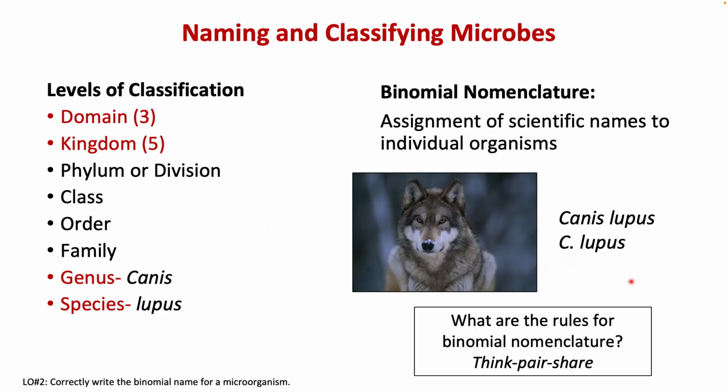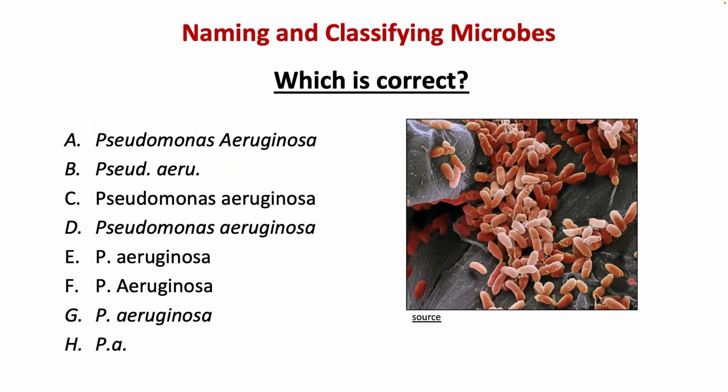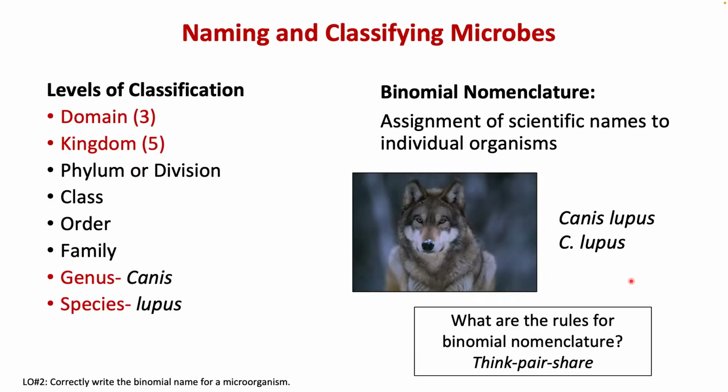So which rules for binomial nomenclature do you think are useful? Think in pairs and share it. We are not in class, so you can find someone to discuss with. This is actually a test to see if you understood what I explained earlier. So I'll go over the rules again. Make sure the genus name is capitalized, the species name is small, and you can also abbreviate the genus name and then write the species name.